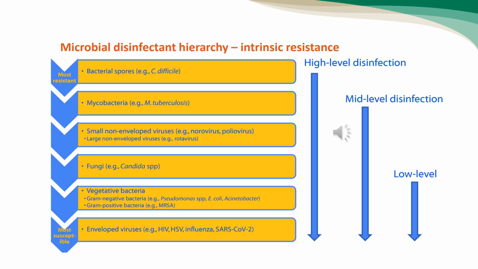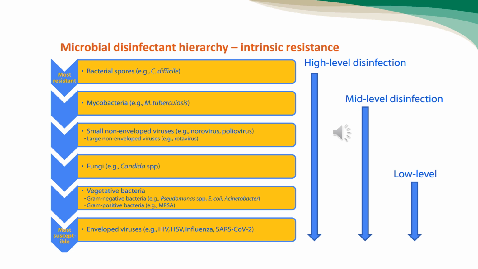This slide shows the microbial disinfectant hierarchy, intrinsic resistances from up to down. These are the microbes which are most resistant to disinfectants in general, starting from bacterial spores, mycobacteria like Mycobacterium tuberculosis, small non-enveloped viruses, fungi, vegetative bacteria, and finally enveloped viruses.